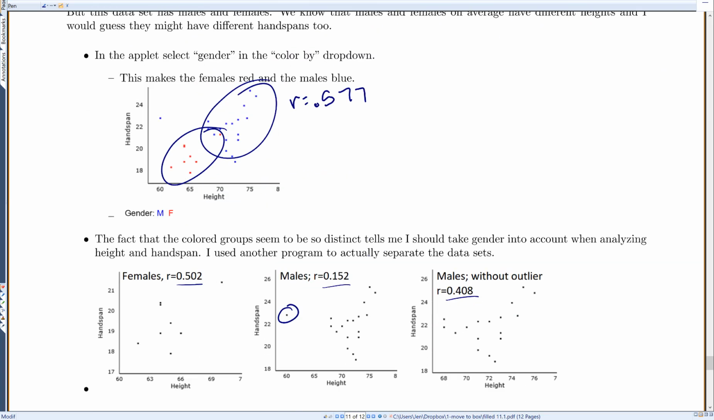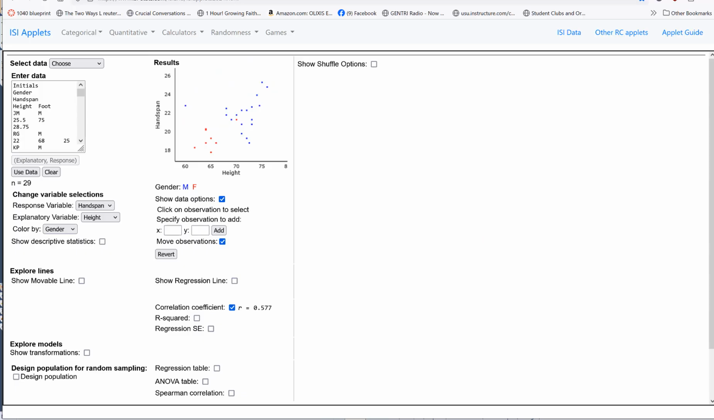When I split them into groups, because they do still seem like they have the same relationship, having lots of points in the same relationship makes your correlation higher. When I split them into groups, my correlation did seem to drop. However, because these are so distinct, if I was doing this in a more advanced class, I would probably still want to look at them separately. You might have noticed when I clicked color by gender, there was also another option to color by initials.